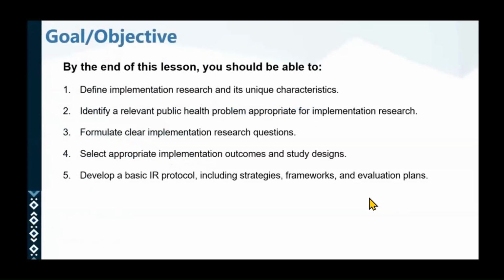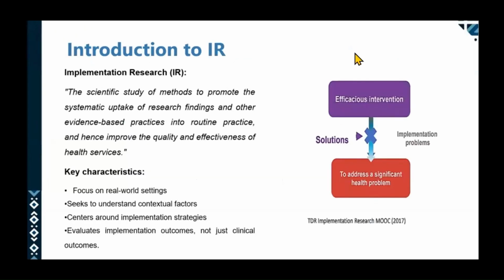So our objective is that by the end of this lesson, you should be able to properly define implementation research and its unique characteristics. Also, you should know how to implement and use implementation research to implement an intervention to solve a public health problem. You should also be able to formulate clear implementation research questions and set appropriate outcomes and use appropriate study designs for your implementation research.